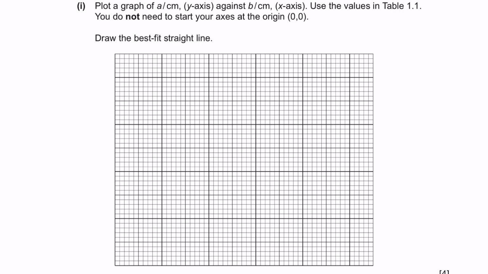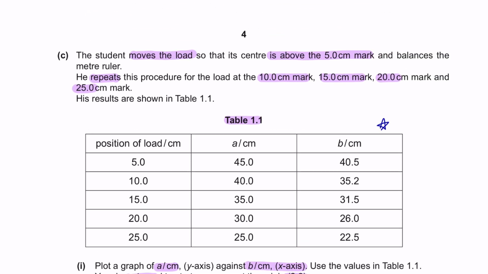Next, you are asked to plot a graph of A in centimeters on the y-axis against B in centimeters on the x-axis, and use the values in table 1.1. You do not need to start your axes at the origin 0, 0. Draw the best fit straight line. When labeling the axes, don't forget to include your units. And now we can choose a scale for the x and y axes.